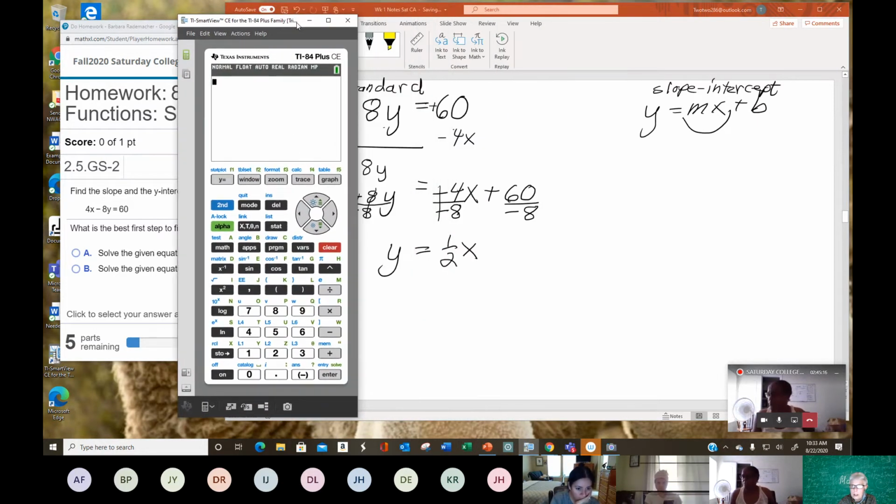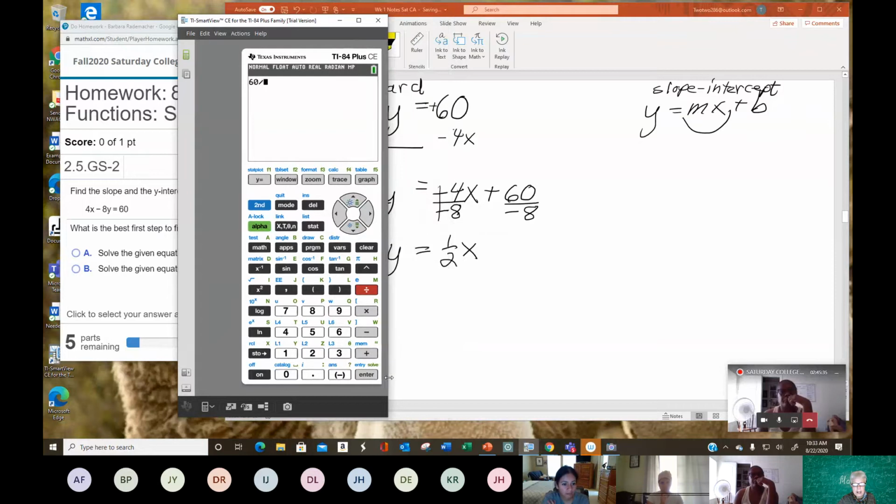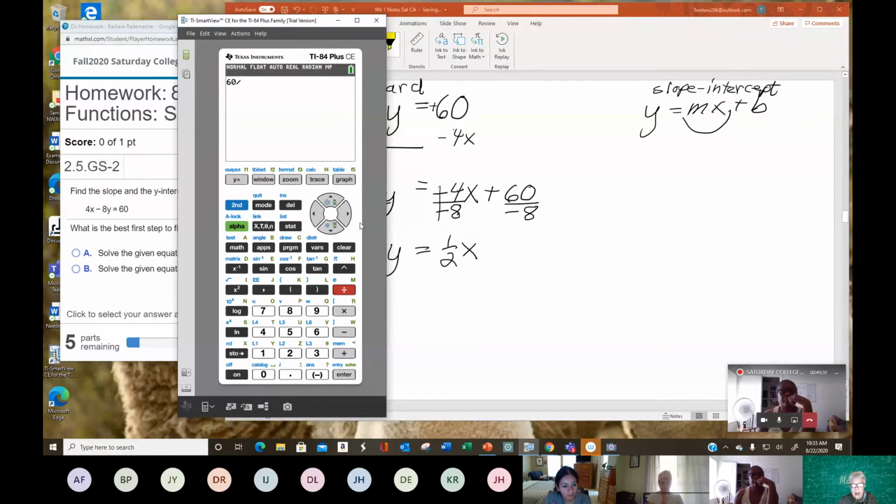Can you see the calculator? Yes. Good. Okay, I've got positive 60 over negative 8. I am going to divide 60 divided by, now, it's very important we go over this. Let me see if I can make this bigger. I can't really. TIs have two keys, one for minus, one for negative. Now, because I'm dividing by negative 8, I push this sign down here.